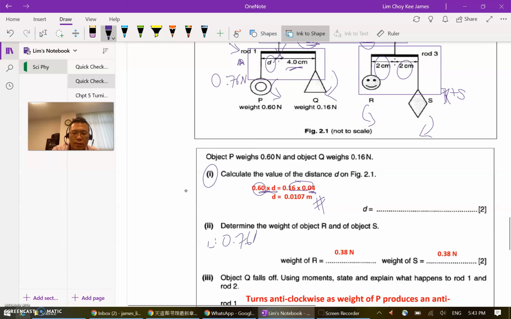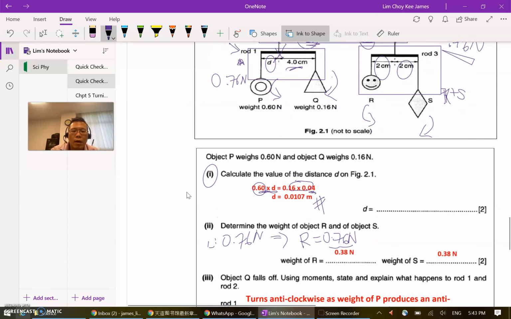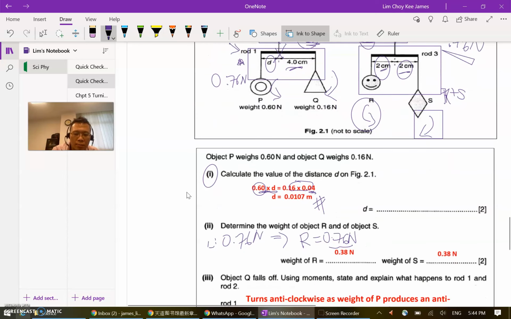So if the force on the left is 0.76, the right side will also be 0.76 Newton in total. And since on rod 3 we know that the total force acting here will be 0.76 Newton, R and S have equal weight, because the moment by R and the moment by S are the same, and they share the same perpendicular distance. Which means the weight of R and the weight of S will be the same, and both of them will add up to be 0.76. Oh, sorry, this is not R. Sorry, this is the total.